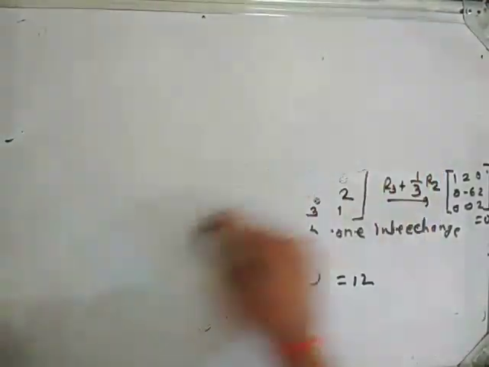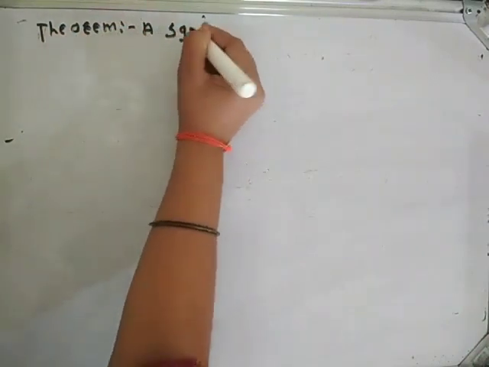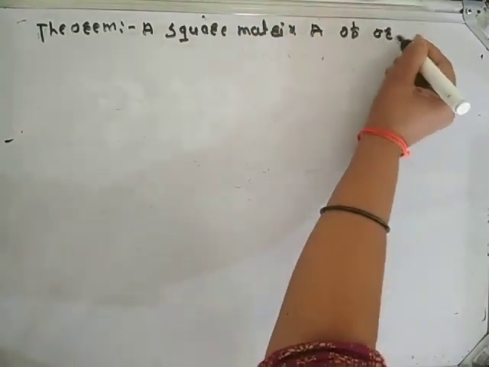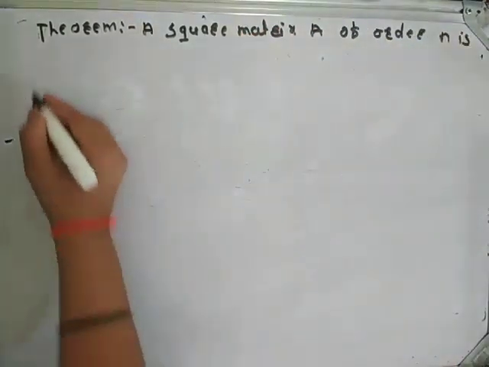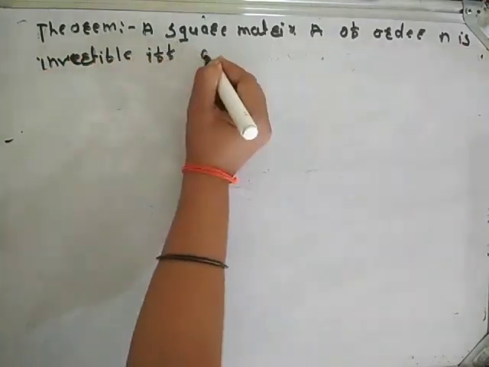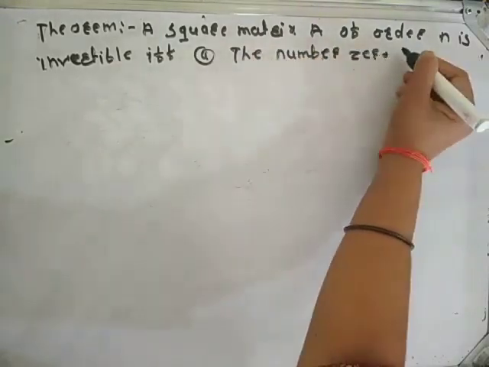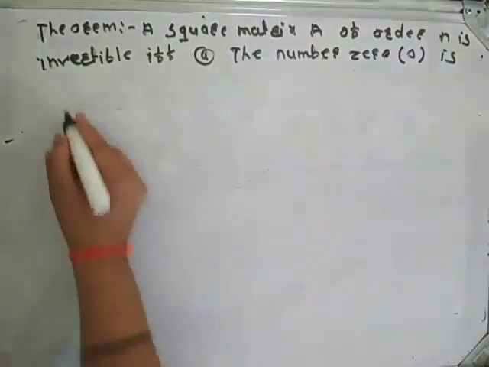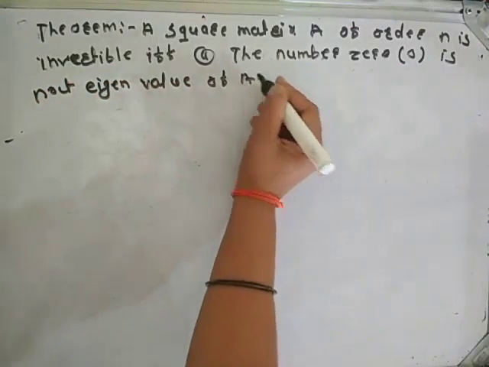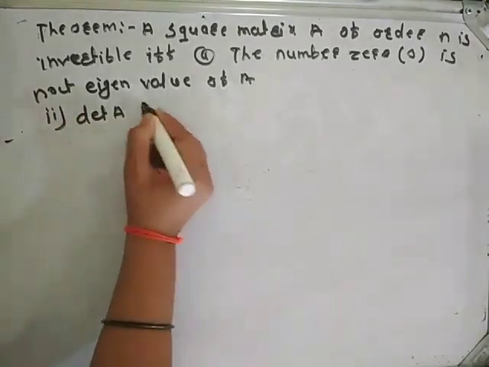Let us write down one theorem. Theorem is: a square matrix A of order n is invertible if and only if the number 0 is not an eigenvalue of A, and secondly determinant of A is not 0.